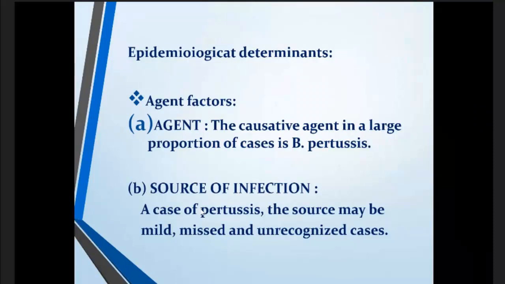Epidemiological determinants of the disease: the causative agent is Bordetella pertussis, and the source of infection is usually a case of pertussis, which may be a mild case or a subclinical unrecognized case, because as we said, the spectrum of the disease is a wide range, maybe only mild disease without the characteristic paroxysms of cough.